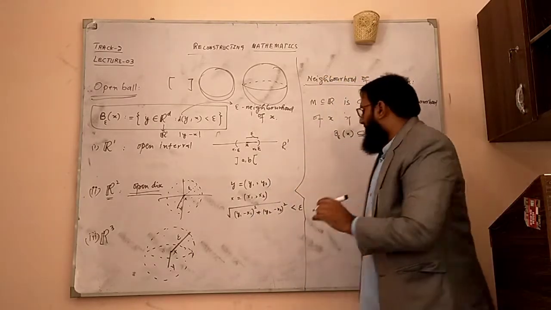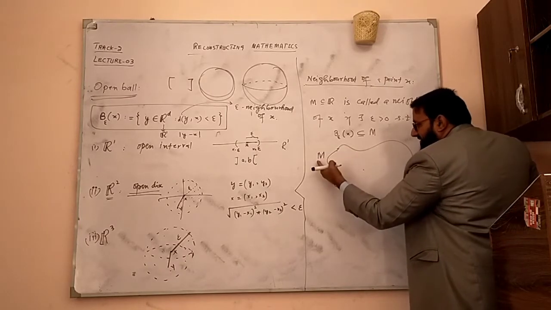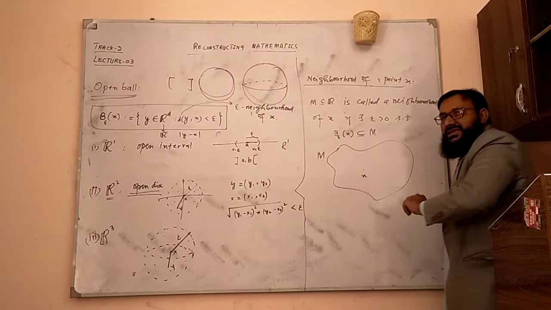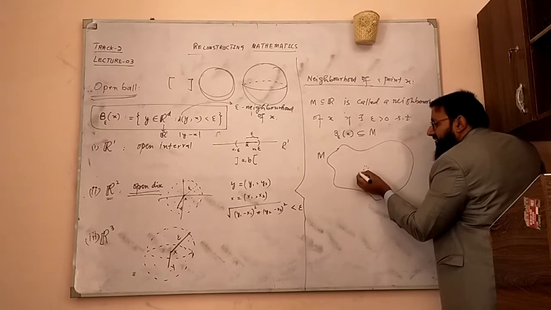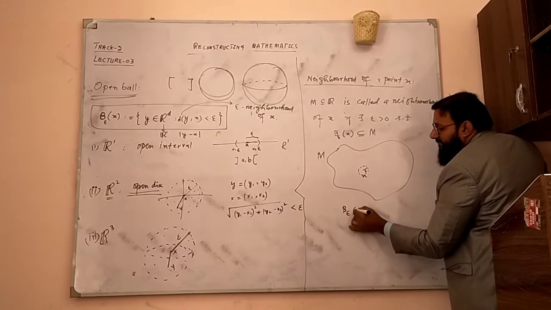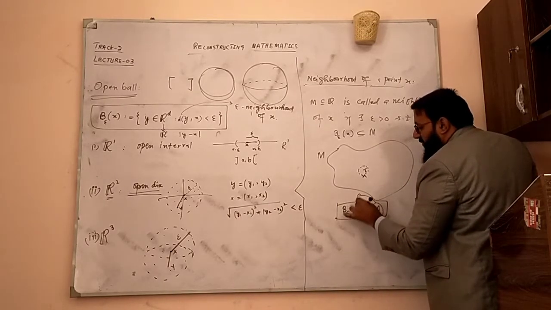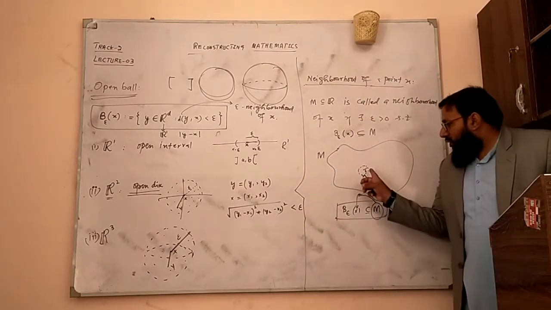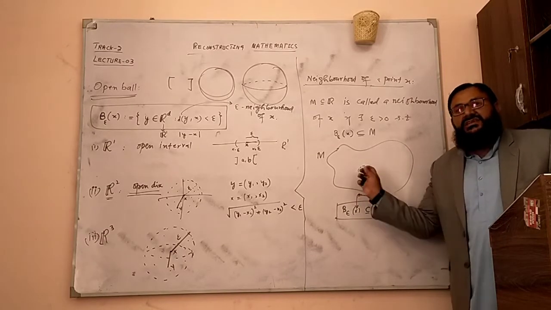So is it okay? I have a set, let's say this is the set M, and this X. This M for this X is the neighborhood. The neighborhood of this X is this M. Why is it a neighborhood? Because around this X I can find an open ball of radius epsilon such that this open ball is totally contained in M. Then I call this M to be the neighborhood of point X.